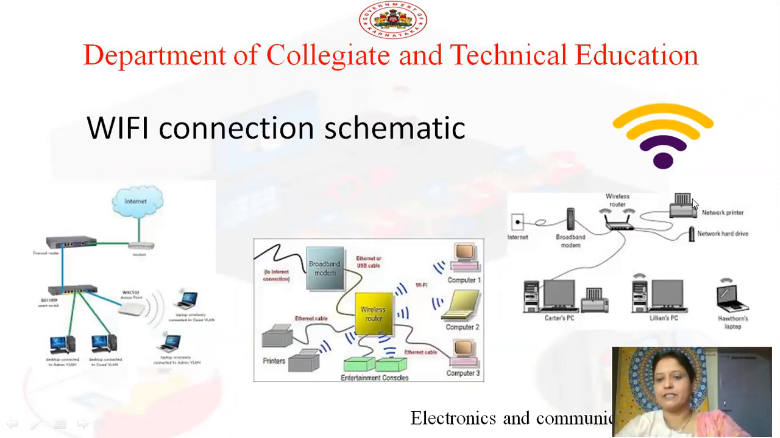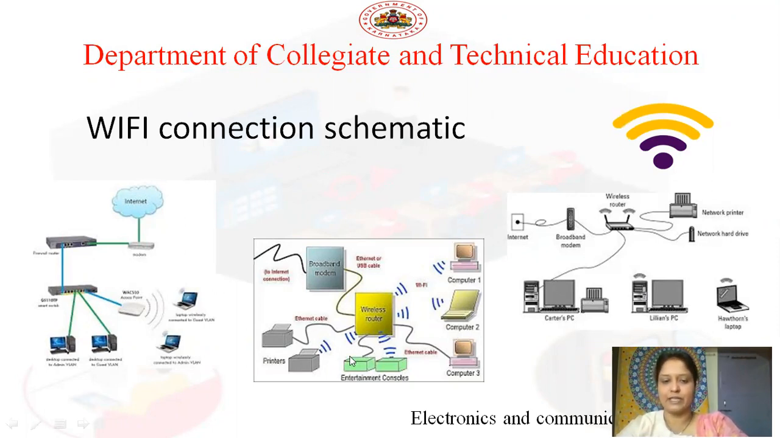The Wi-Fi connections, if you observe here, this is the broadband modem, which converts the telephone line signals from analog into digital, and that is given to the router. The router converts these digital signals into radio waves, correct? Therefore, these devices, without any wire, can access those signals. They can connect to the net. This is the basic diagram.